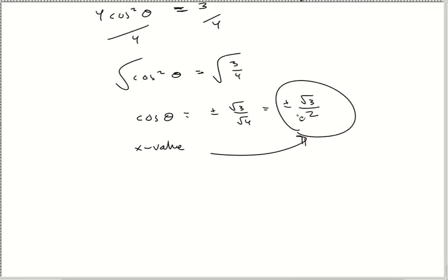Notice that square root of 3 over 2 is the bigger one. So I'm saying more x, more x, more x, more x. 30 degrees and all of his friends.